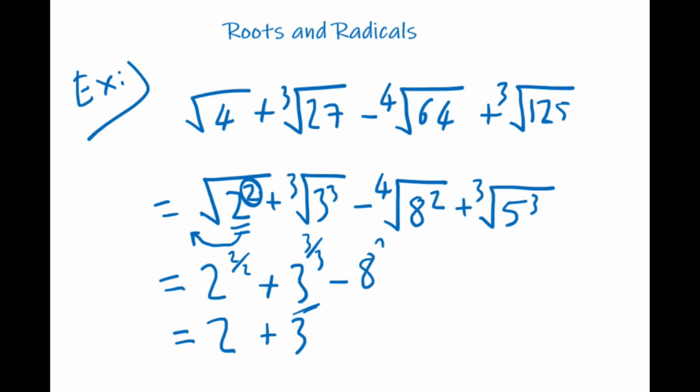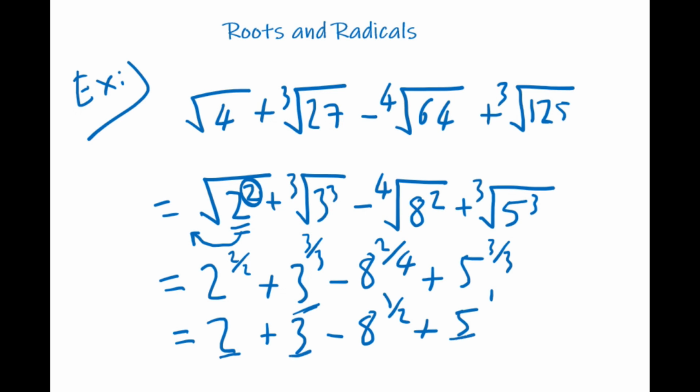Minus, here, this is going to be equal to 8 to the power of 2 divided by 4 plus 5 to the power of 3 divided by 3. So it's going to be minus 8 to the power of 1 divided by 2 plus 5 to the power of 1. Here we have 2, we have 3, which makes it 5, and we have one more 5 here, so it's going to be 10.